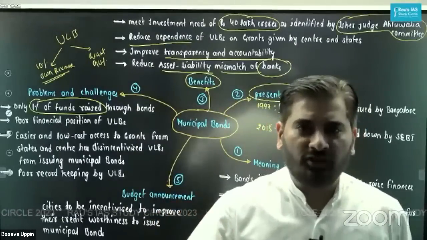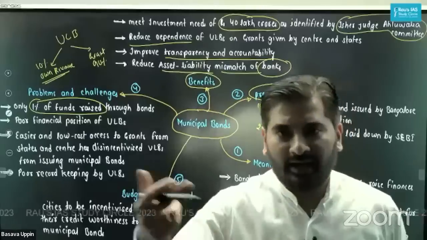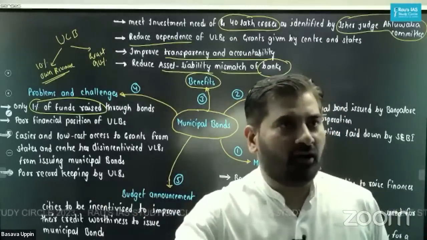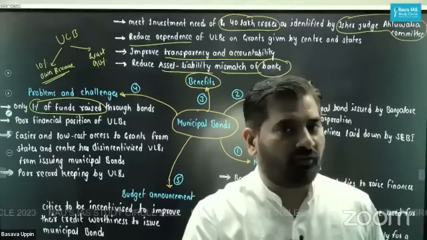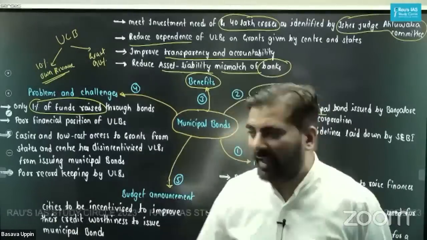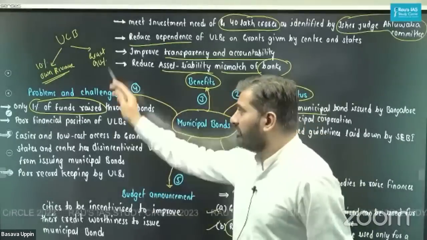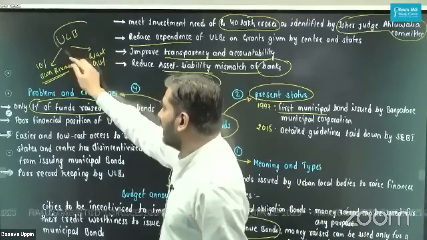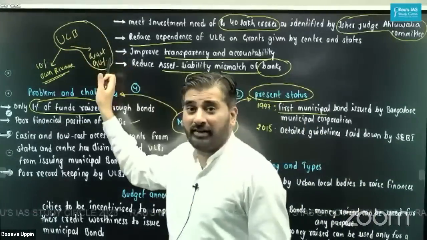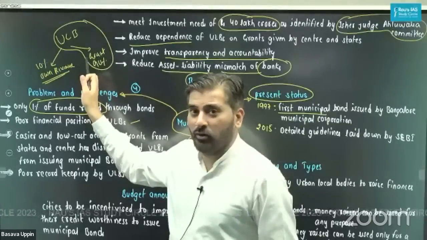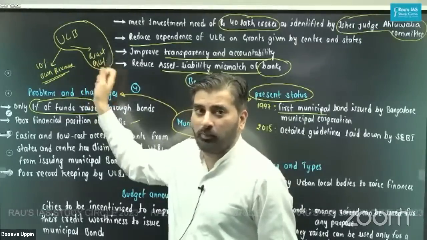Since their financial position is poor, they know for sure that even if they issue municipal bonds, no one will come forward. And if they're not issuing municipal bonds, the financial position will further deteriorate. So it's like a vicious cycle. That's the first problem. Second, urban local bodies are getting easy grants from states as well as the center. They are grants, not loans, which means urban local bodies are not required to pay back this money.